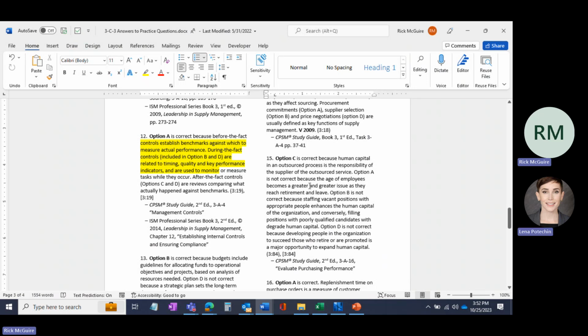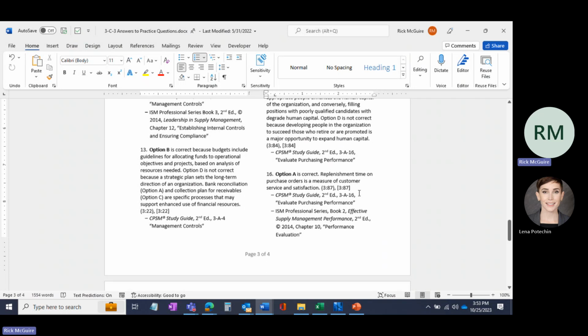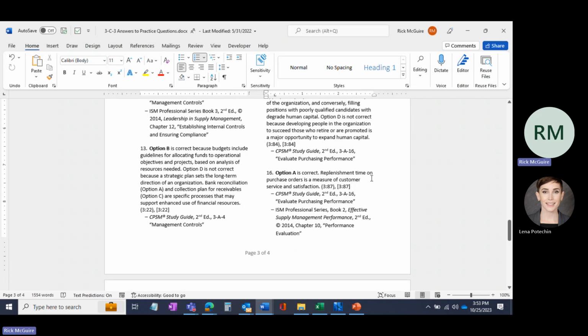Option I viewed it more as, okay, I have evaluated that I don't have enough people and I need to hire. It's illegal to say you're 50 and I am 40 and therefore we're different. In the United States, there have been laws since the 60s saying you can't discriminate against age. So I don't know, it's a weird question. Okay, 16 is Alpha. Replenishment time on purchase orders is a measure of customer service and satisfaction.